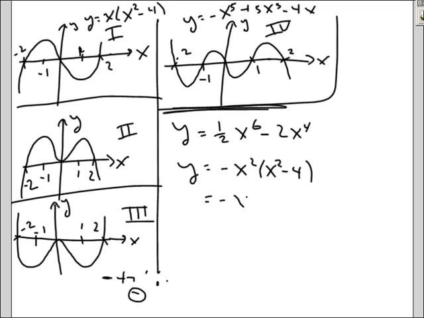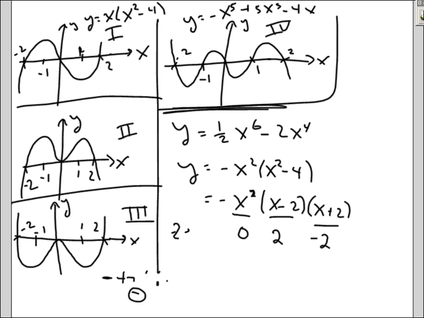Well, negative x squared, or x squared, cannot be factored, but x squared minus 4 can. And we've done this enough this afternoon. X minus 2 times x plus 2. So the zeros are at 0. 0 squared is 0. 2 minus 2 is 0. And negative 2 plus 2 is 0. Those are the zeros: 0, 2, and negative 2.